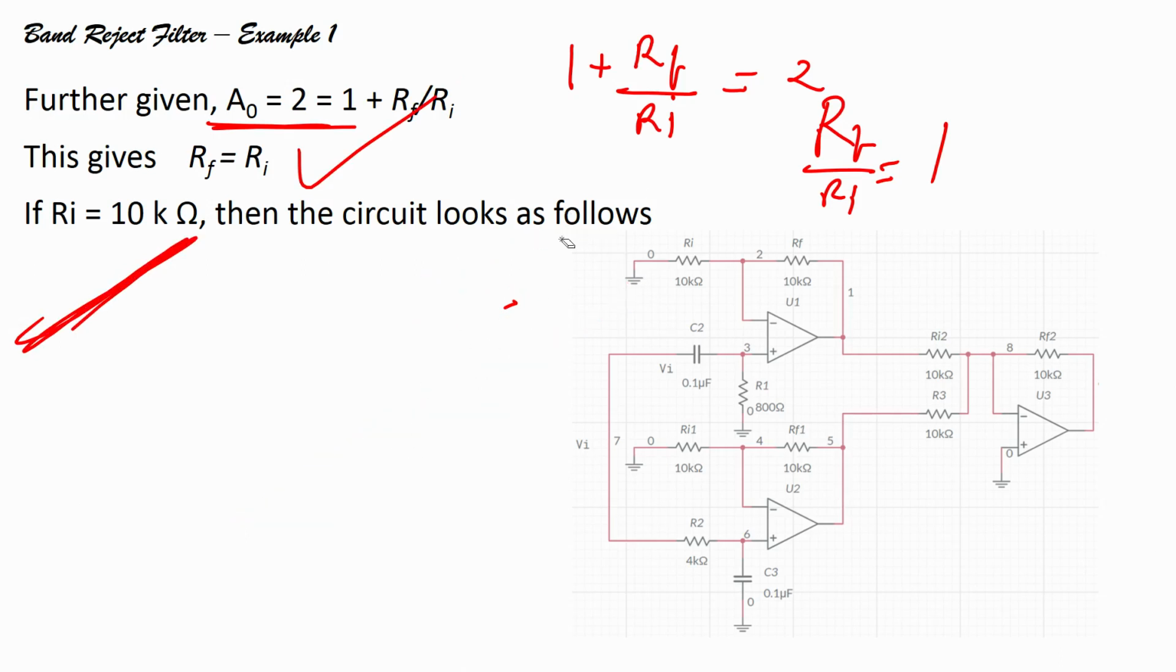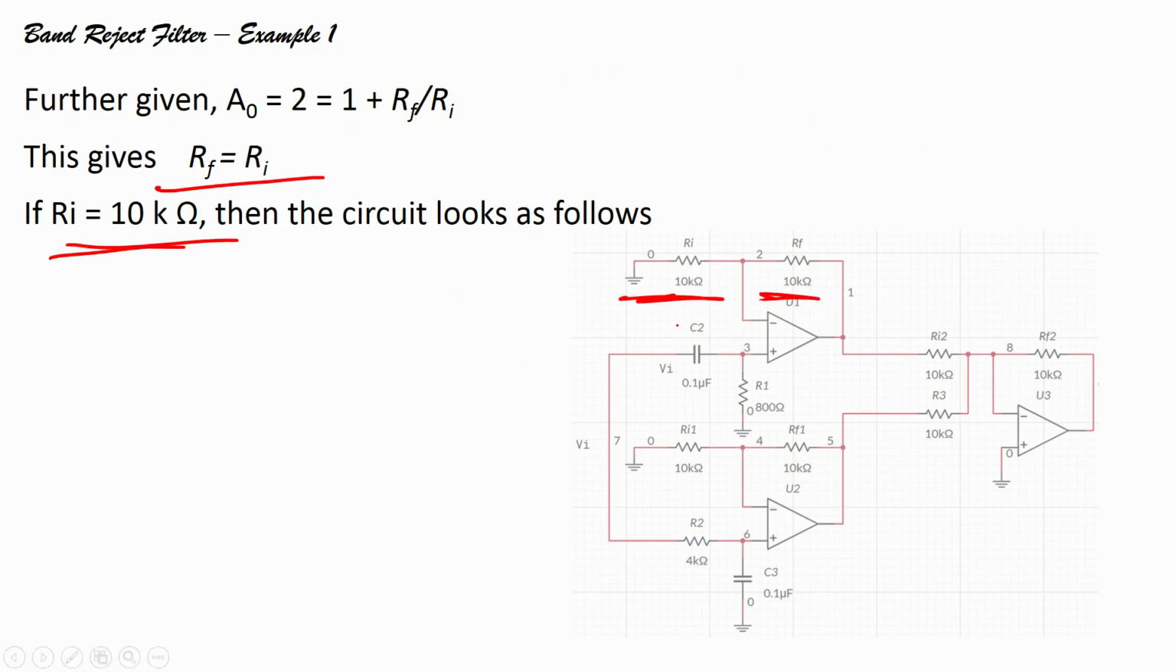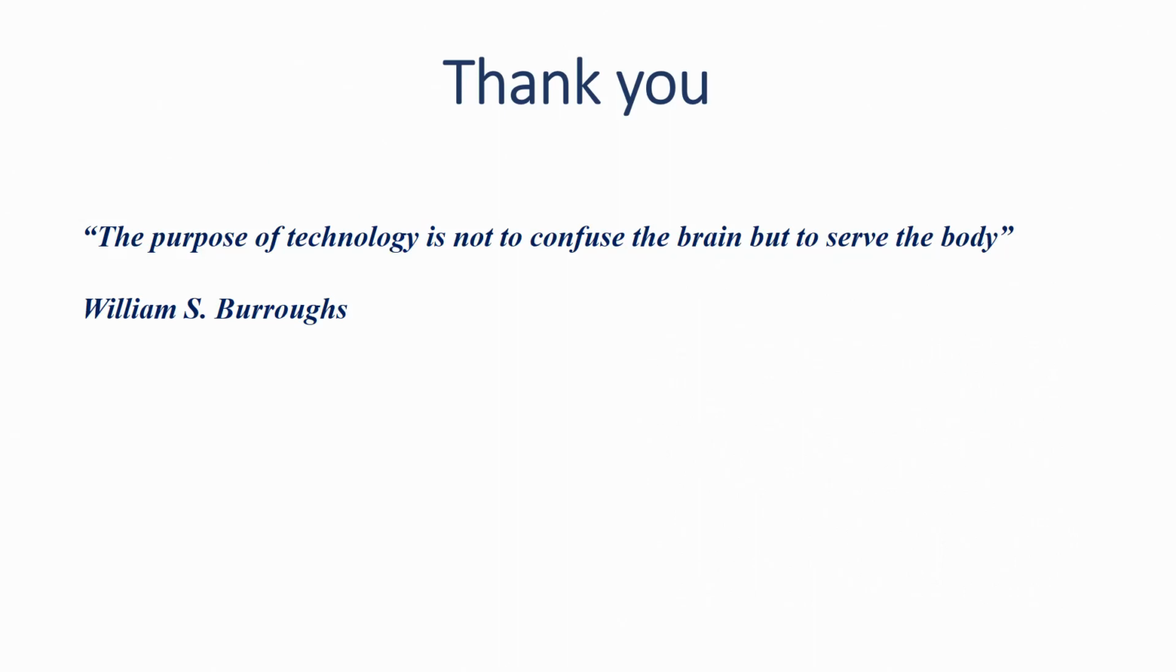Then my circuit will look like the one shown on the screen. So, I have Rf, I have Ri, and I can substitute the value of Ri. I have found C1, C2, R1, and R2, and I know R3 and Rf. So, I can easily design my band reject filter. This is how I can design my band reject filter.